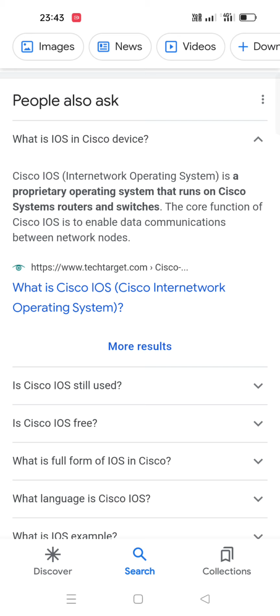Features of iOS and other things. Okay, iOS is proprietary to Cisco Systems. Cisco IOS, Internetwork Operating System, is a proprietary operating system that runs on Cisco Systems routers and switches. The core function of Cisco IOS is to enable data communication between network nodes. Okay, so this is the basic thing.